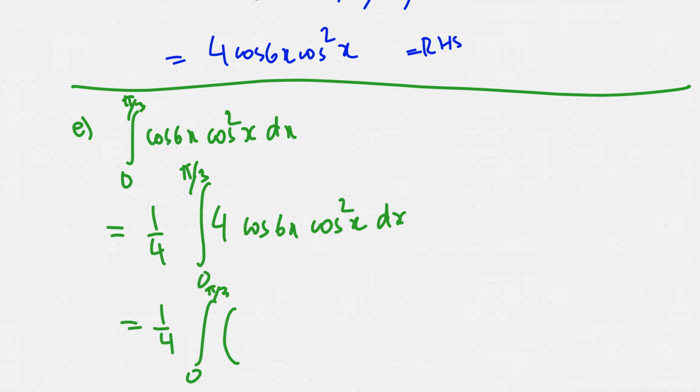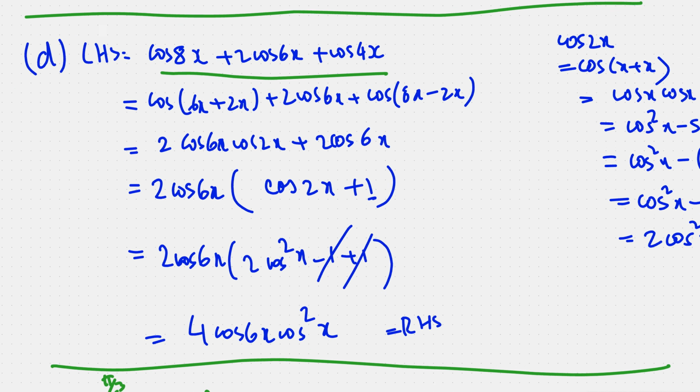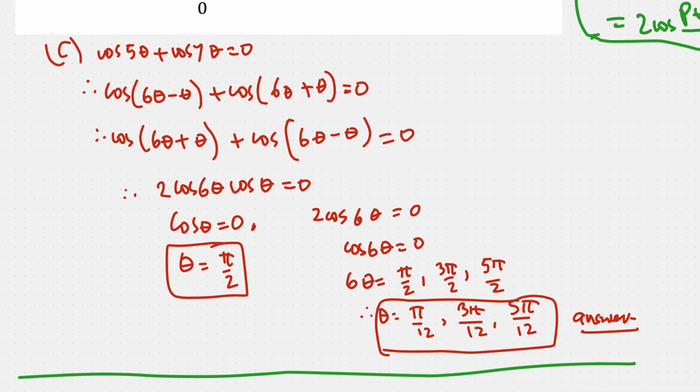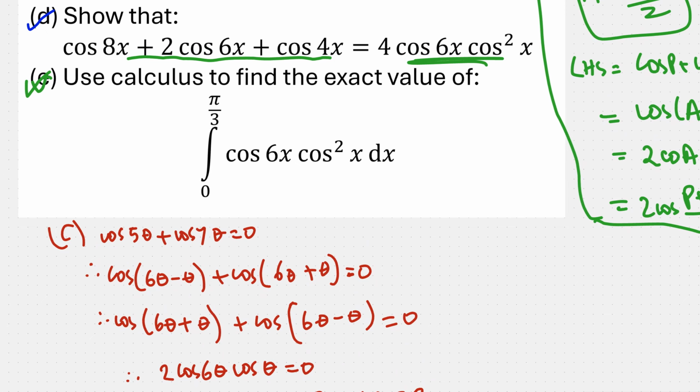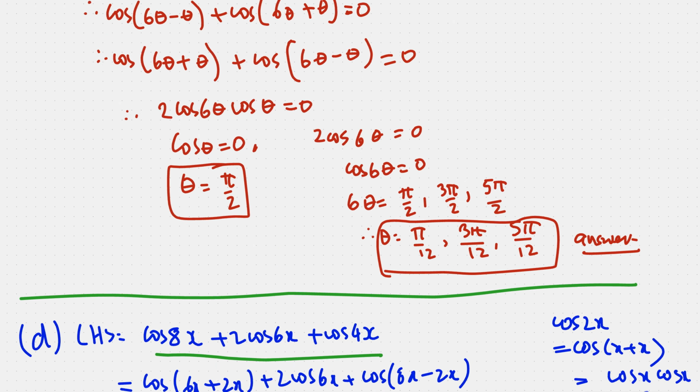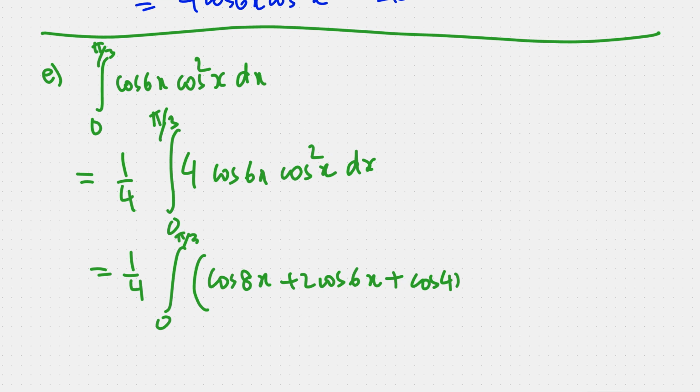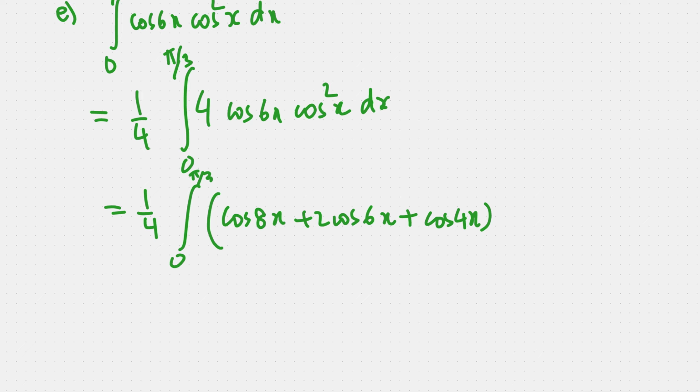Cos 8x plus 2 cos 6x plus cos 4x. And then you see it can be integrated very easily because we know the integral of cos x is sin x.